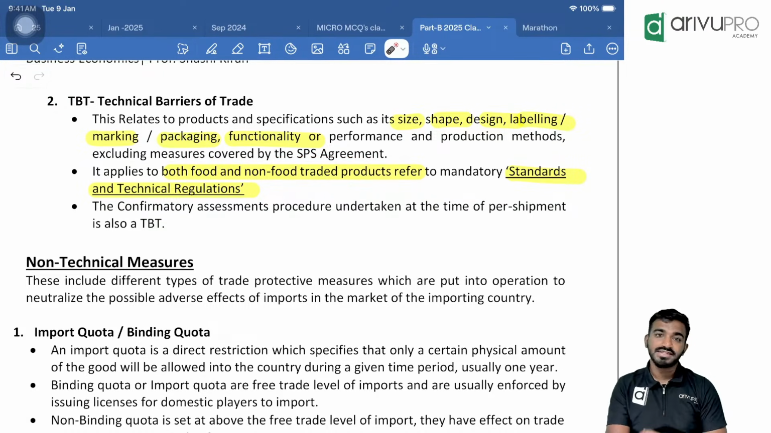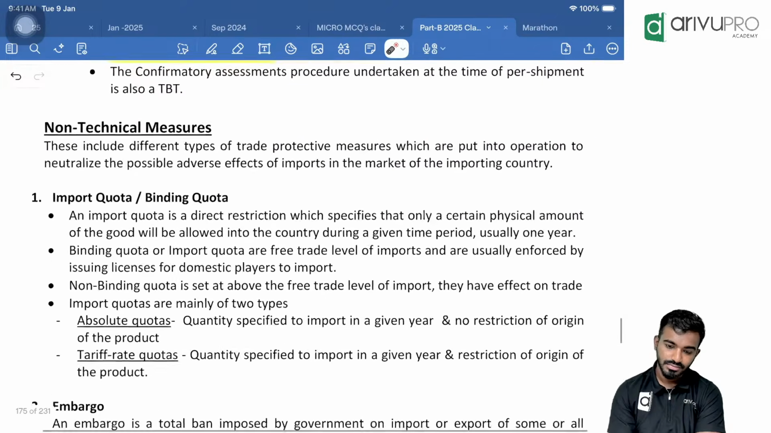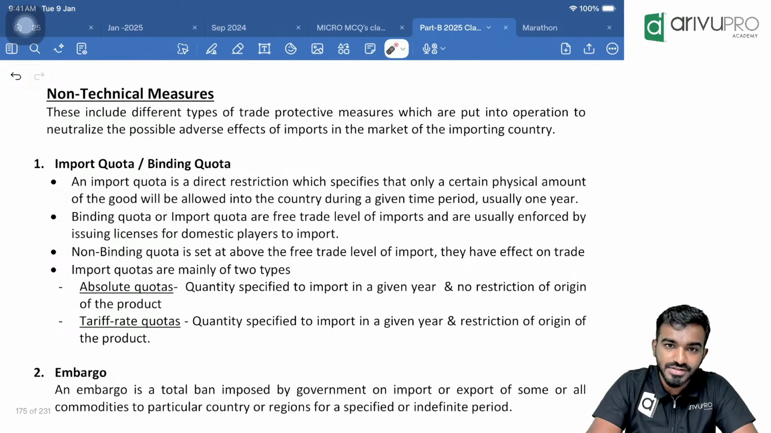So both SPS and TBT are technical measures. Animal life, human life, plant life: SPS. TBT will be related to product, standards and technical regulations. That is TBT. So next, let us go to non-technical measures. Under the non-technical measures, there are 13 different types.